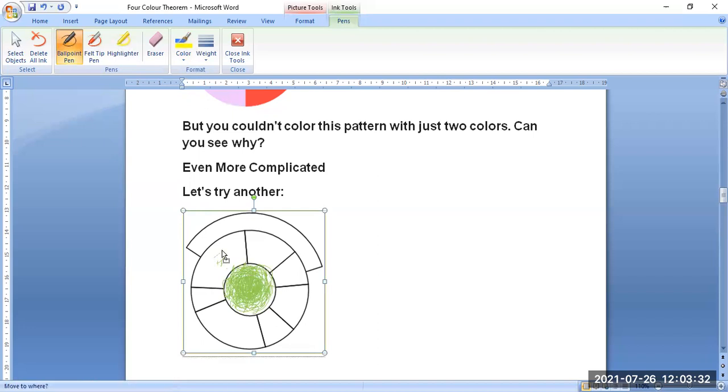Sir, it may be 5. It may be 5. What is said by the four color theorem? At most 4 colors are required. So either 4 or less than 4.